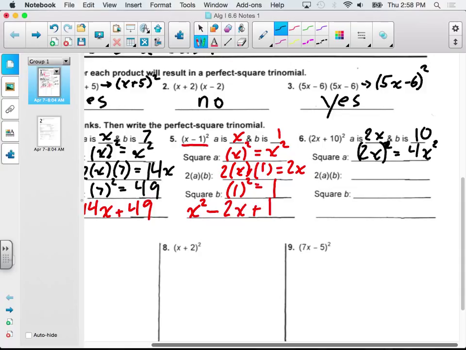Okay, 2 times parentheses 2x, parentheses 10. That's 40x, or 20x times 2, 40x. And then you square 10. That gives you 100.